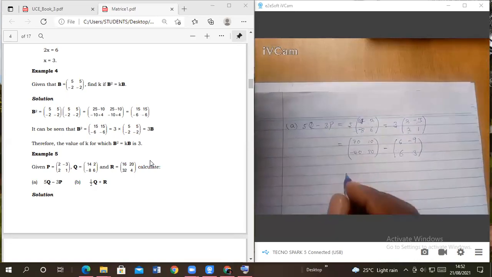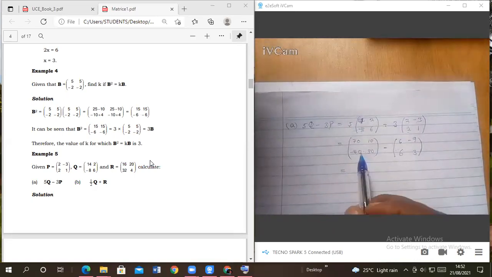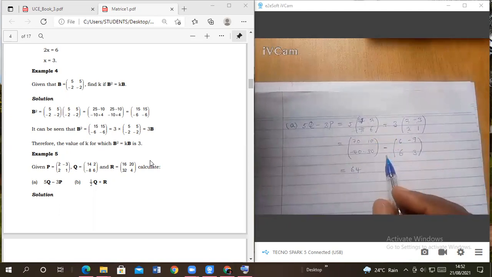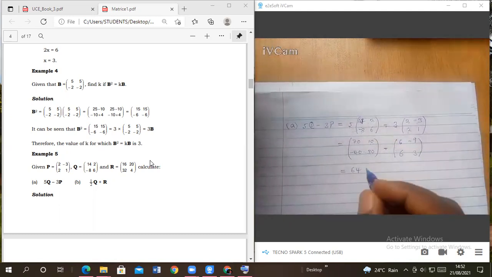And then after that, we subtract the two matrices that we have obtained after multiplying the scalars on the given matrices. When you try to subtract, you know subtraction is the same as addition. You are going to subtract the corresponding entries in both matrices. 70 minus 6, you'll get 64. Then 10 minus negative 9, you get 19. Very good. This negative and this negative will change to positive. So that is positive 19.